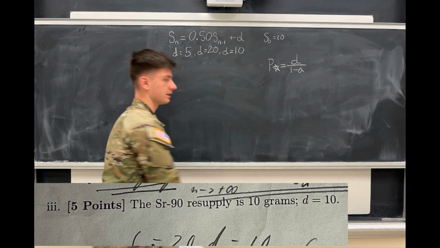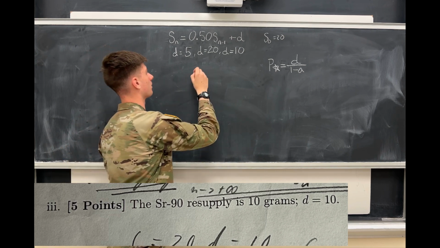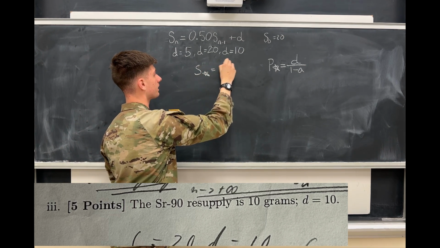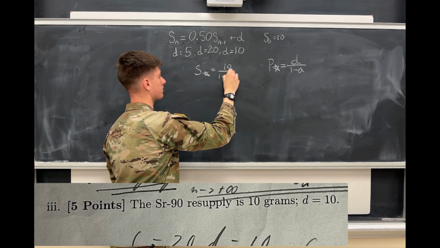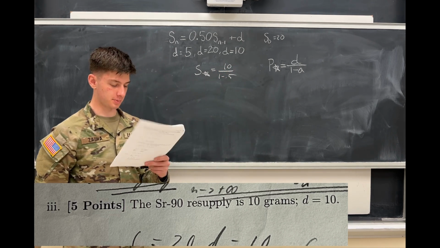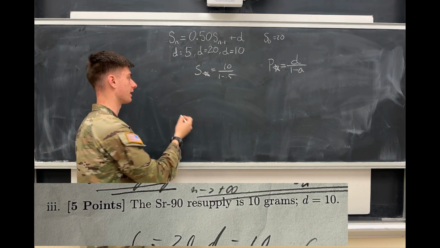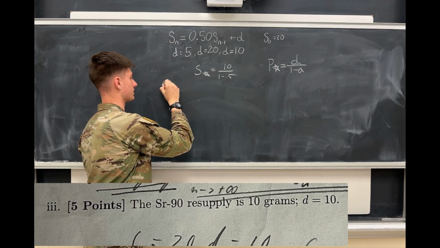We're going to say that D is equal to 10. We're going to plug it in again. S star equals 10 over 1 minus 0.5. Surprise, surprise. Still converges. A is still between -1 and 1. So I say it converges.